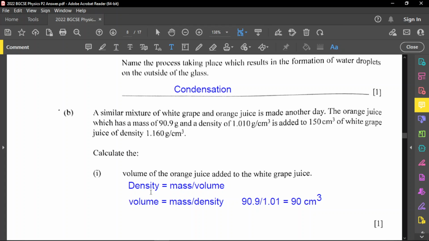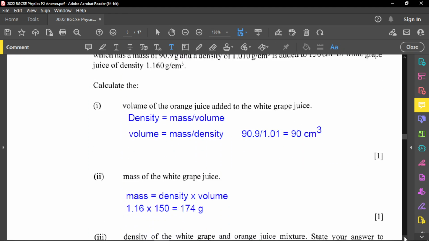And so to find volume, first, let's remind you of the formula. Density is equal to mass over volume, right? So volume then equals mass divided by density. And so therefore the volume here will be 90.9, because we want to find that of the orange juice. The orange juice mass is 90.9 grams and the density is 1.01. And so if you divide 90.9 by 1.01, you get 90 centimeters cubed.